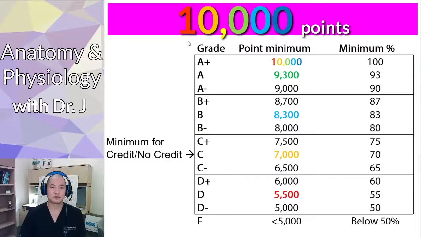If you're taking it credit, no credit, this is the minimum. You need 7,000 points, and it's not something I decided, it's a UH policy. You need at least C-level work or better to get credit, no credit. If you're going into things like nursing or pre-nursing, they don't accept credit, no credit. I think you have until maybe the W period to change from letter grades to credit, no credit.